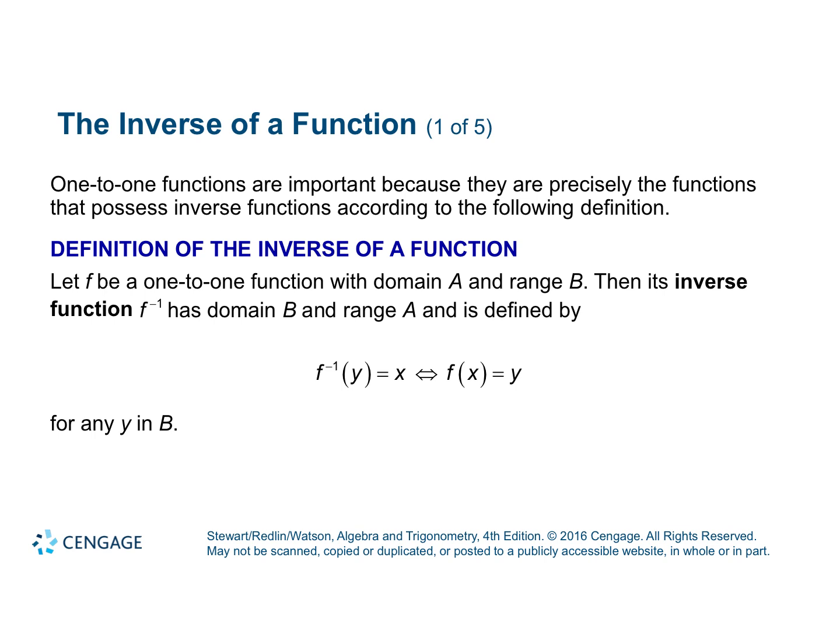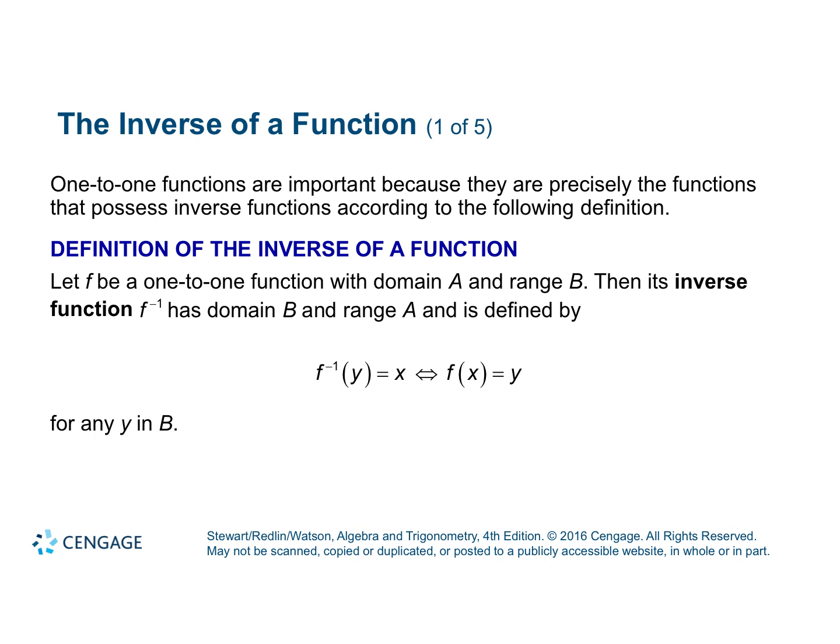following definition. So the definition of an inverse function is: let f be a one-to-one function with a domain of A and a range of B. Then its inverse function, f⁻¹, has a domain of B and a range of A. That's defined by f⁻¹(y) = x. So your range is now the domain and your domain is now the range. So they flip. This is for any y in B.